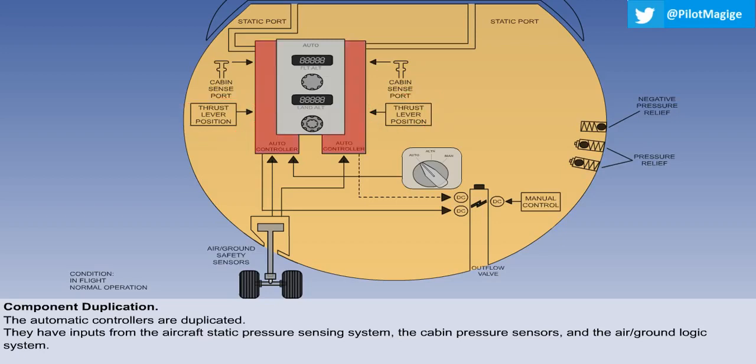One controller is operating and the other is on standby. The roles are automatically reversed after each landing. In the event of a failure, the standby controller will automatically take over control. The controllers are normally located away from the flight deck in an electrical service centre. Each outflow valve is operated by one of 3 electric motors. There is one motor for each automatic controller and another for manual control.